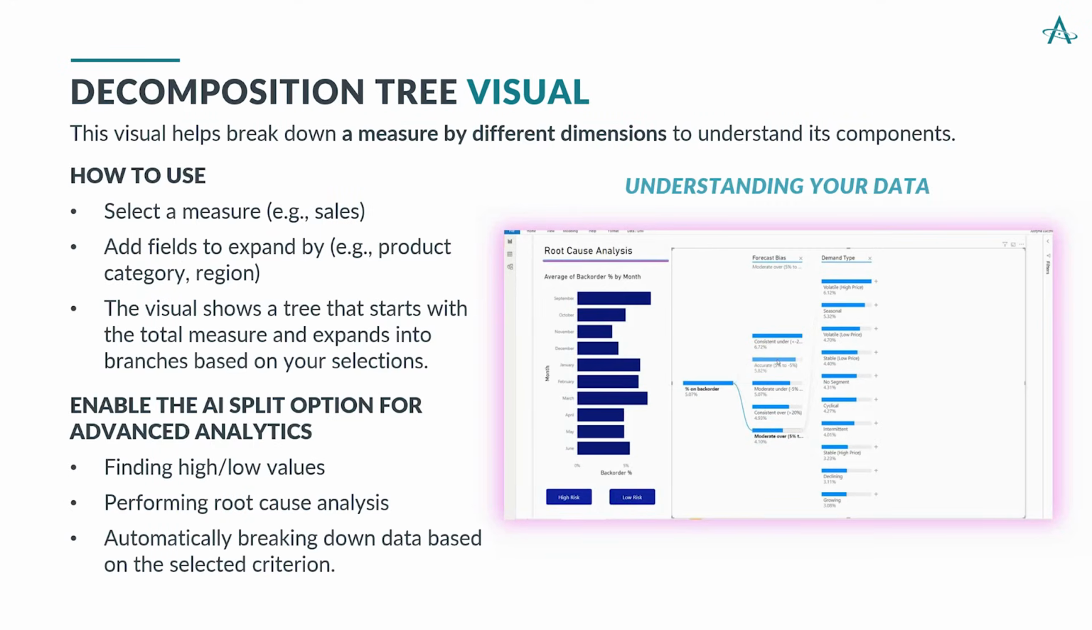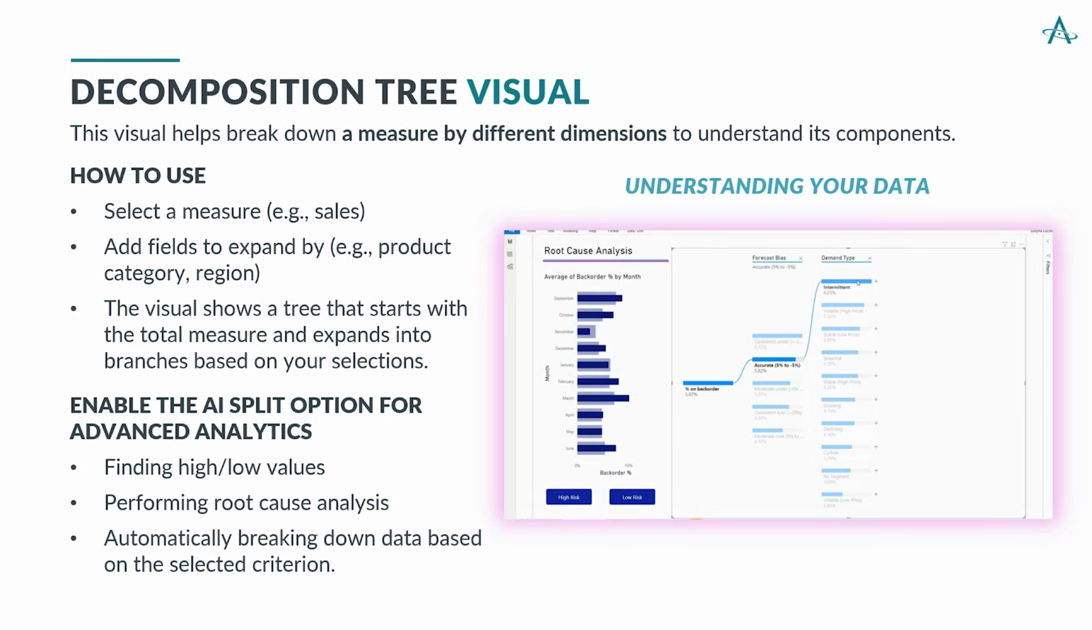The decomposition tree visual lets you break down a measure by different dimensions or categories to understand its components. For example, if you want to understand how your sales are distributed by different product categories, regions, or channels, you can use the decomposition tree visual to drill down into these dimensions and see their contribution to the total sales.